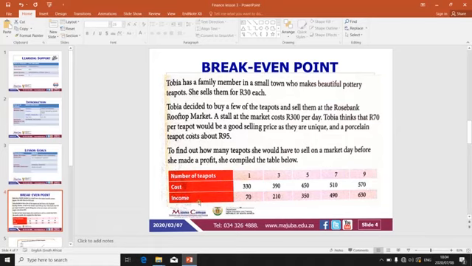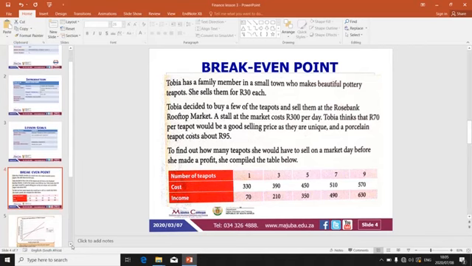And then what about the income? It is 70 rand for one. Remember, she thinks that 70 rand would be a good selling price. For one, she gets 70 rand. For 3, 3 times 70 is 210. For 5, 5 times 70 is 350. For 7, 7 times 70 is 490. For 9, 9 times 70 is 630.